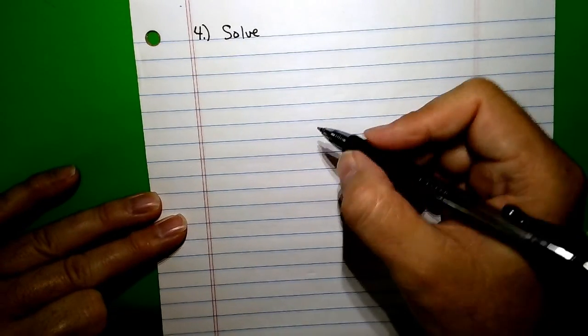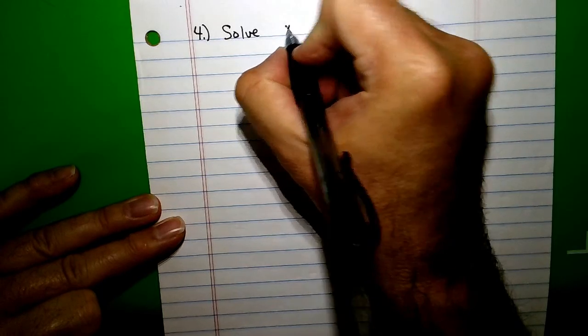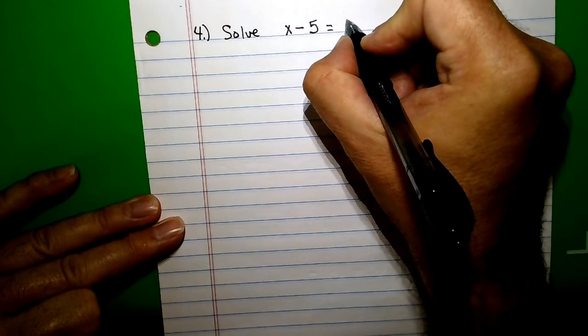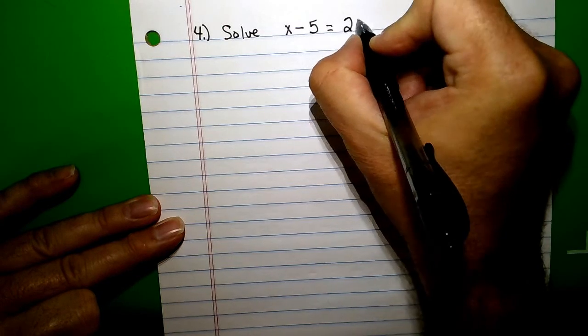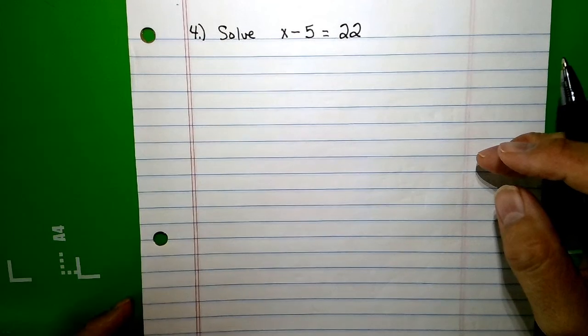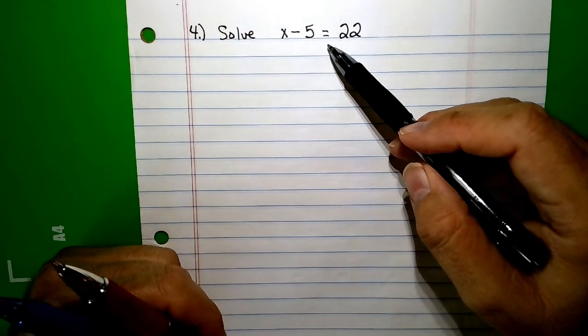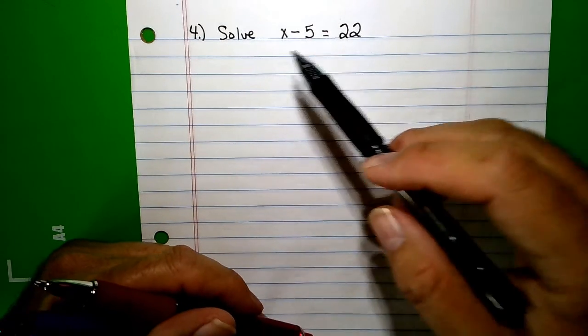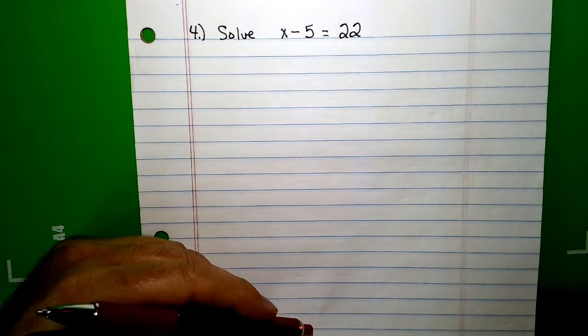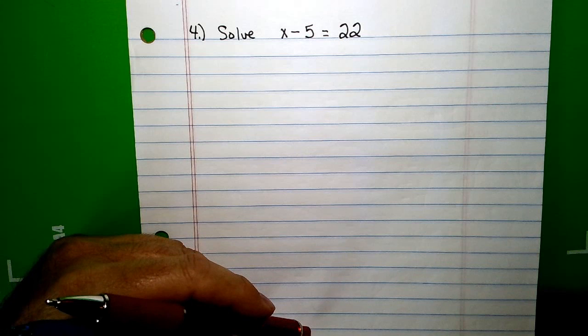Suppose we were told to solve this equation. x minus 5 equals 22. This is an equation. It has an equal sign. And when it says solve, our answer is going to be x equals a number. That's what we want as our answer.